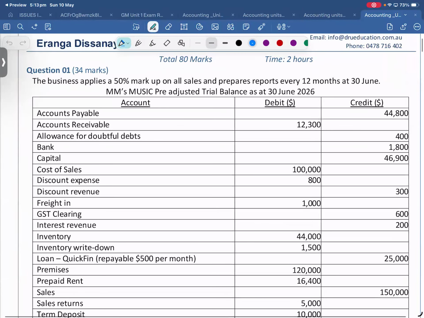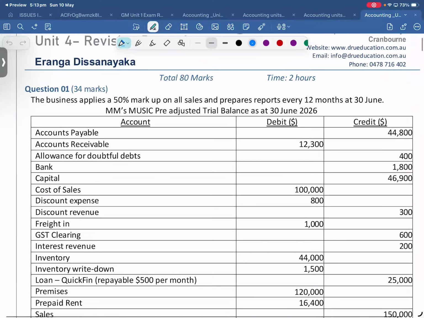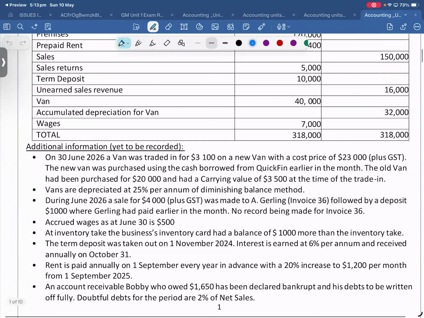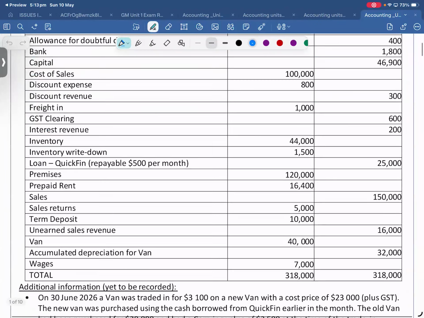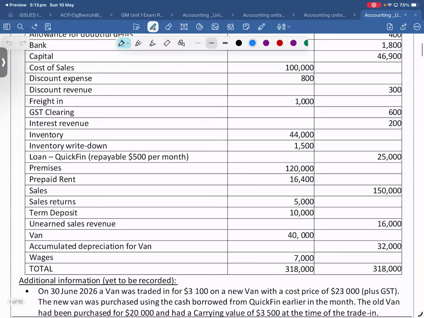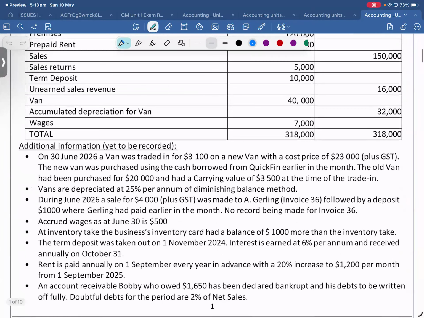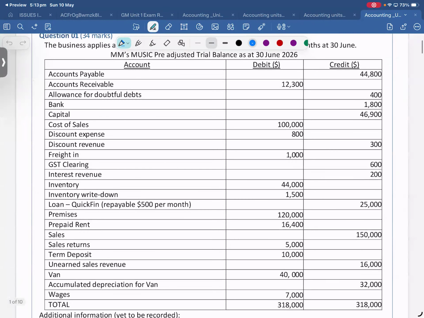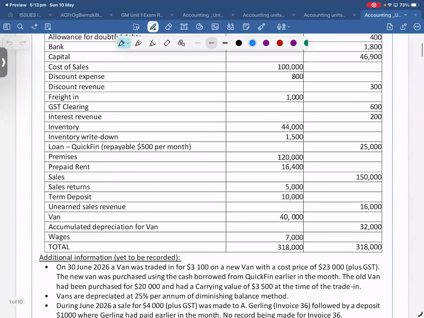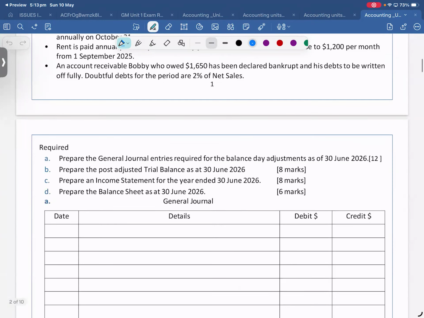Okay, guys. Now, how do we approach the question? You glance through the question, skim through the question. If I got this question in the exam, I can see a trial balance, additional information, and only 4 requirements. Part A, prepare the general journal entries for the balance day adjustments as of 30th June 26. Prepare the post-adjusted trial balance.